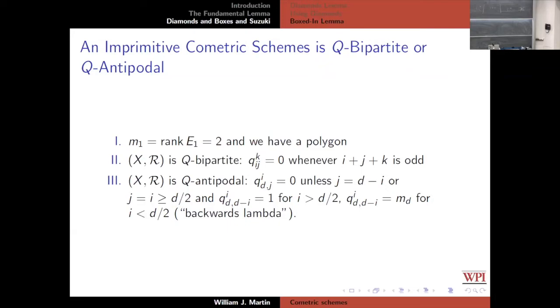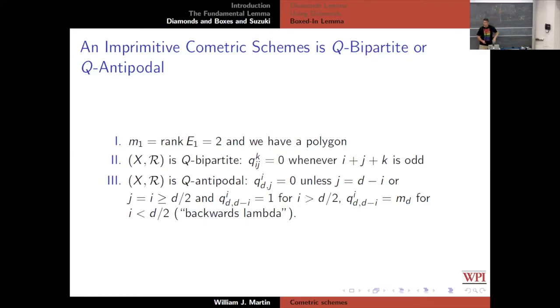Q-antipodal: if I look at the LD star matrix, LD star has this backwards lambda property. It's M sub D like this, and then it changes to 1s and M sub D minus 1. So this backwards lambda property is what you see. That's what I'm trying to say here. And that's exactly for P-antipodal association schemes, antipodal distance regular graphs. That's what you see for L sub D.